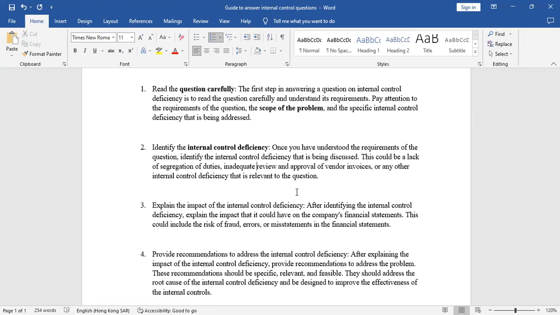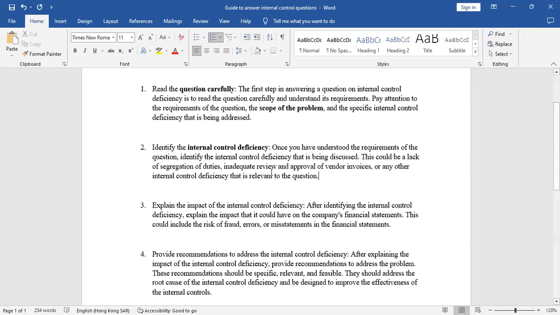Since I'm talking about internal control, per se internal control deficiency, the case study that you are looking at will have an internal control deficiency or deficiencies actually. Depending on the number of marks that they allocate, you can tell whether it's going to have a deficiency or deficiencies. Usually it will be deficiencies in order to give you some room so that you can spot some internal control deficiencies, right?